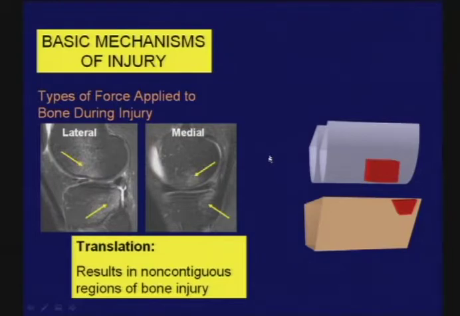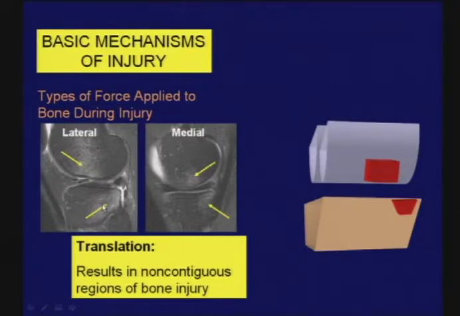On the medial side, we see that the marrow edema in the medial femoral condyle is more anterior than the marrow edema in the posterior aspect of the medial tibial plateau. Similarly, on the lateral side. And typically, as you look at this, the marrow edema tends to be closer together on the medial side than it is on the lateral side.